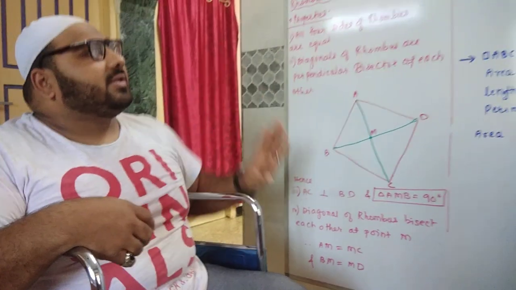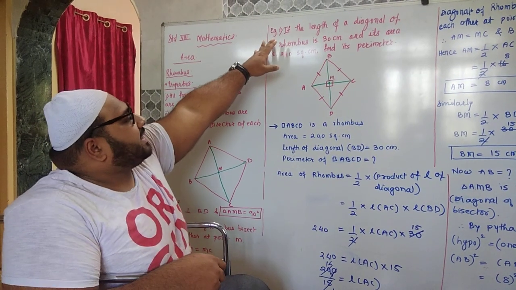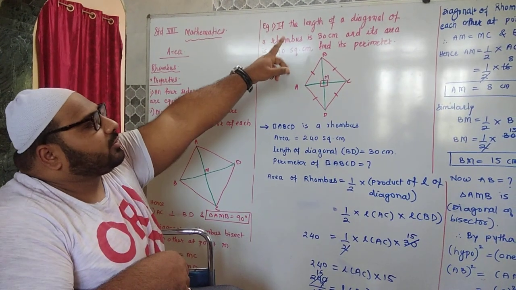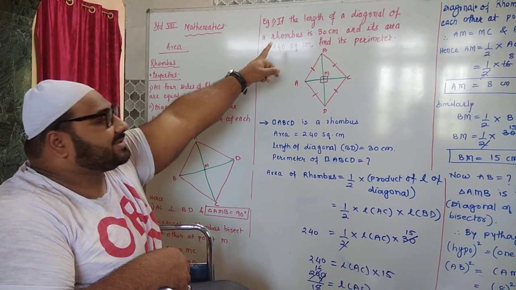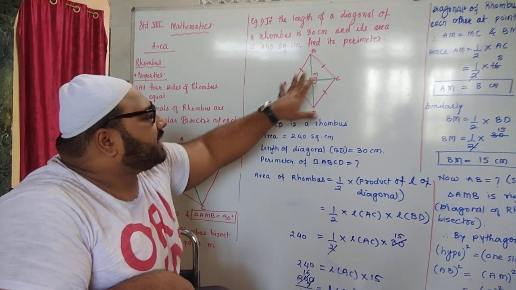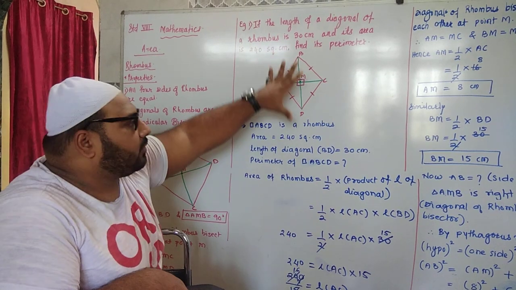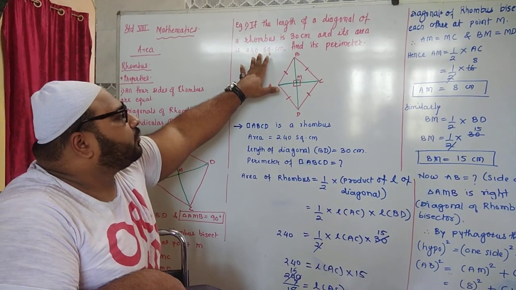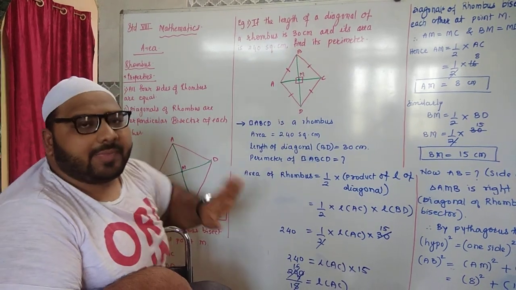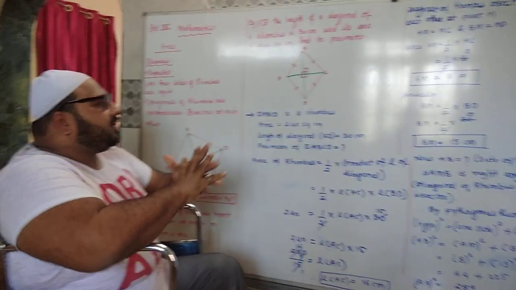Now let us study the example of rhombus. Now this is the example based on this concept. If the length of a diagonal of a rhombus is 30 centimeters, that means we have to consider one of its diagonal length as 30 centimeters and its area, that means overall area of rhombus is given 240 square centimeters, and we have to find its perimeter. Now perimeter means what? Sum of all sides of any figure.